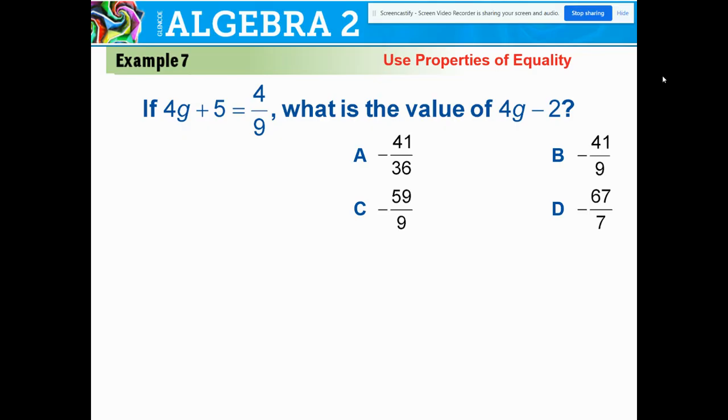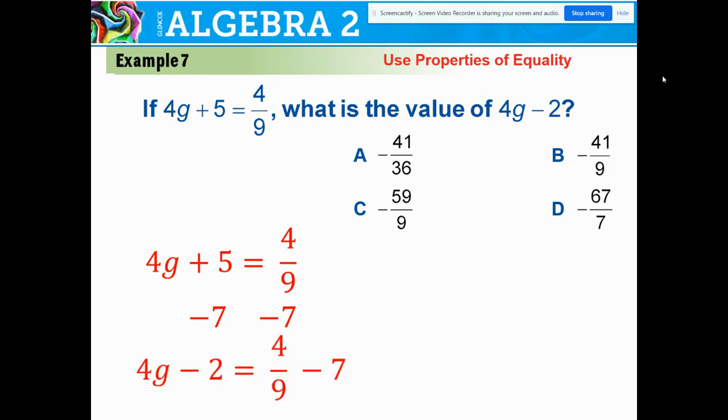Use properties of equality. If 4g plus 5 equals 4/9, what's the value of 4g minus 2? Instead of solving for g and then redoing everything, let's just change the 4g plus 5. If we subtract 7 on both sides, we're going to get the 4g minus 2 on the left, and then all we need to do is calculate the 4/9 minus 7, and we get C, which is negative 59/9.